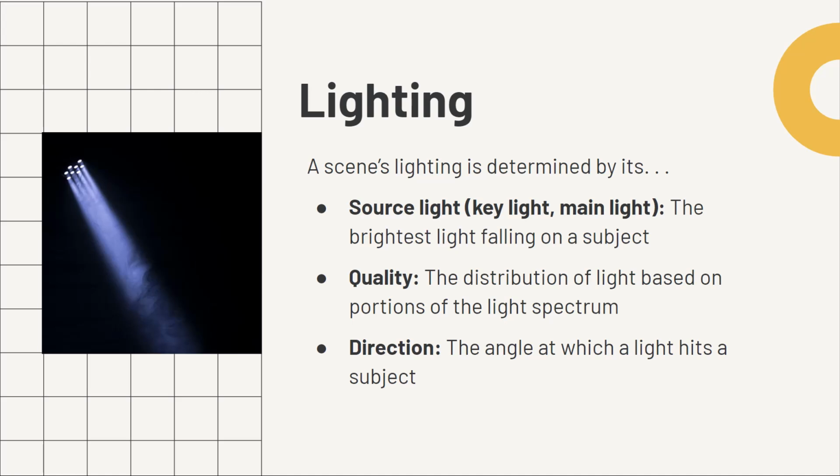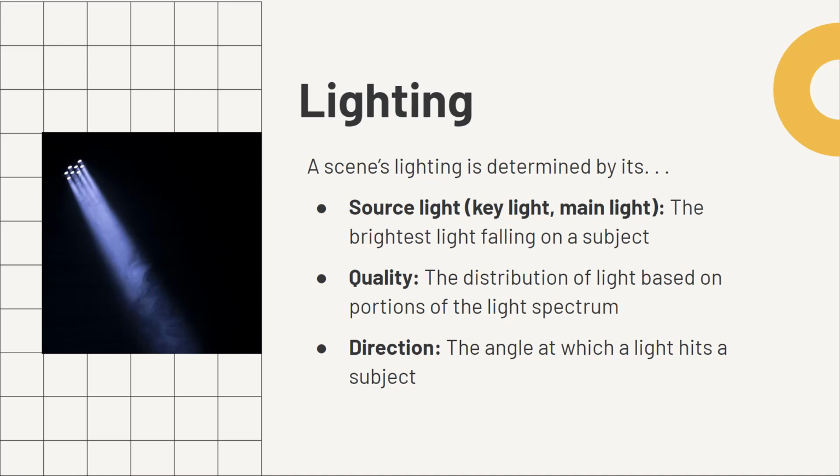Lighting is also affected by its quality. Quality here refers to the distribution of light based on portions of the light spectrum. Differences in a light's quality can make its tone warm, cool, or neutral, which can affect the mood of a scene. For example, a film's antagonist might be shot in cool lighting, while the protagonist might be shot in warm lighting. Finally, lighting can be affected by its direction, the angle at which a light hits a subject.